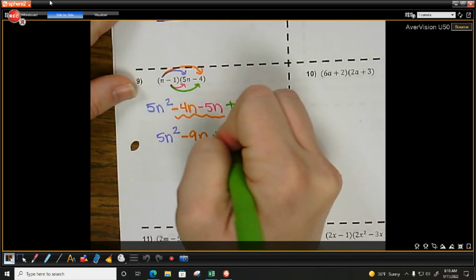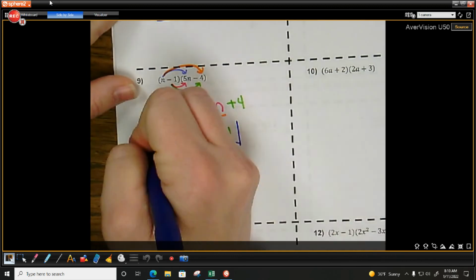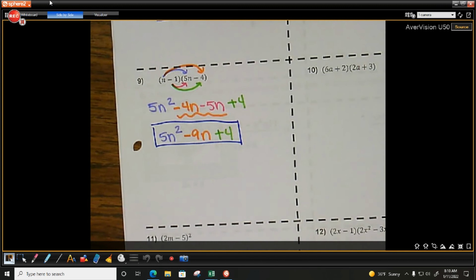No. Okay, I want y'all to do number 10 on your own. After you get your answer for number 10, graph both of them. Okay, put them in your calculator. Make sure that they are equivalent to each other. Do number 10 on your own, please.